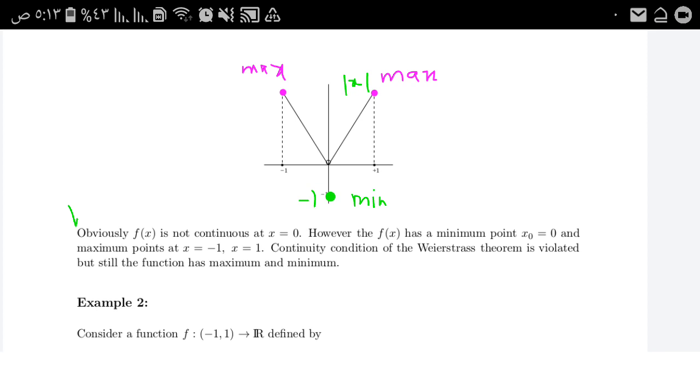So, try to answer my question. Let me type my question. What is the minimum point?